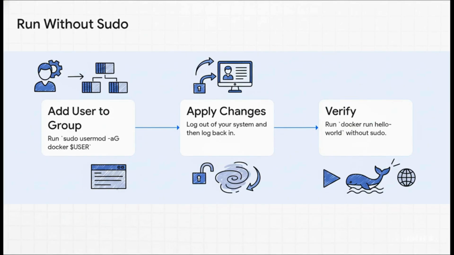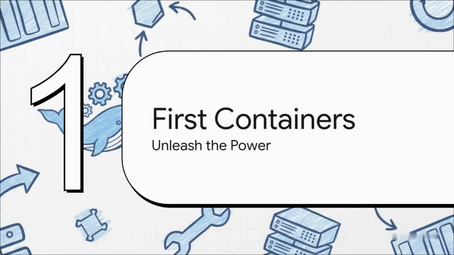Now here's the most important part. This change does not happen instantly. You absolutely have to log out of your system and then log back in again for it to take effect. Once you're back in, try running docker run hello-world one more time, but this time, no sudo. It should just work. All right, the installation is done, the configuration is done.